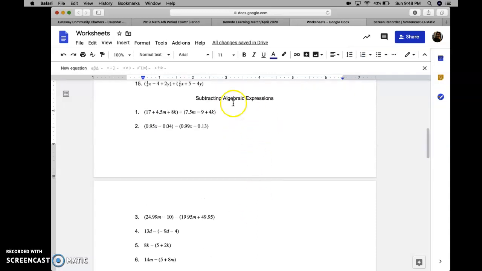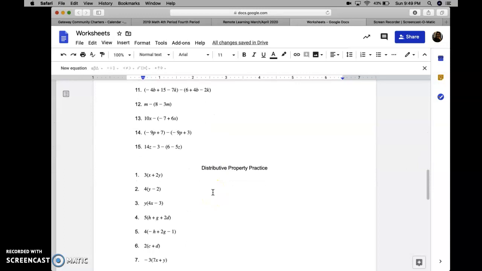Subtracting algebraic expressions. This is a little bit more involved, and so I would suggest joining my office hours, which is actually mandatory this week. So don't just go for it and try to solve this. If you don't know how to do this, join one of my office hours this week and learn how to do this so you can do this worksheet correctly.